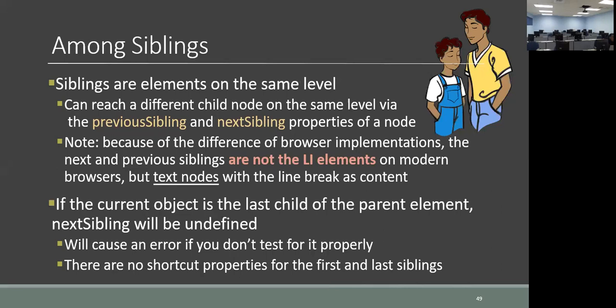And there's your type, the undefined type. If the current object is the last child of the parent element, the next sibling will be undefined. So you always have to test. There are no shortcut properties for first and last siblings. I thought you just said you could just do first child, last child from the parent. So for a parent, you can get first child and last child. But at the sibling level, you can't get first sibling or last sibling. There's just previous and next.